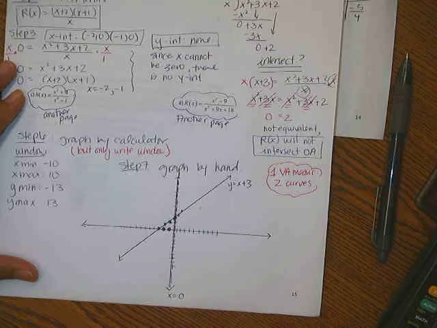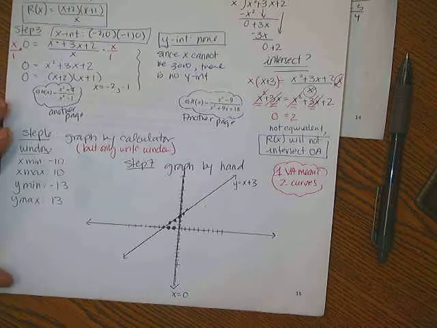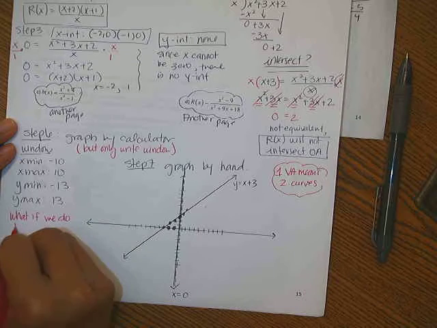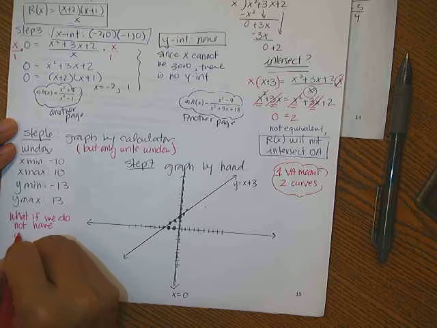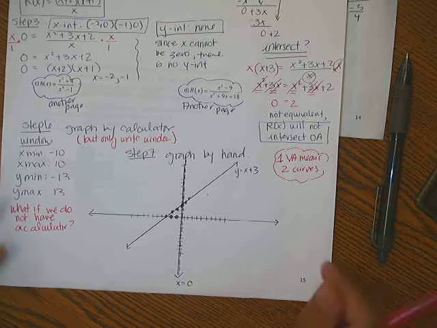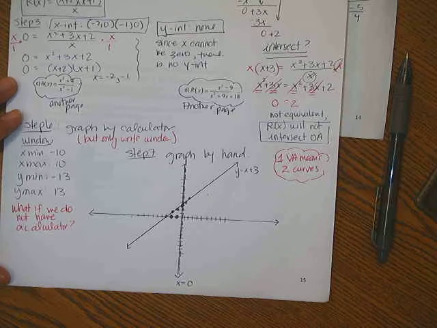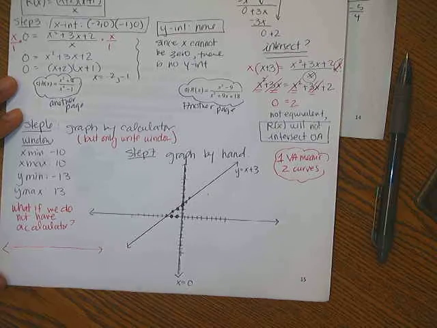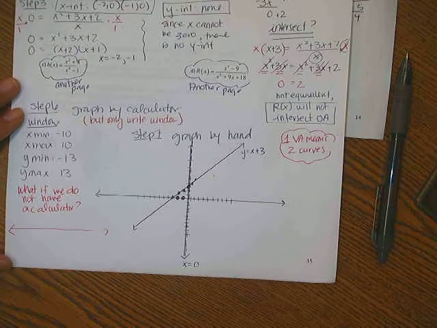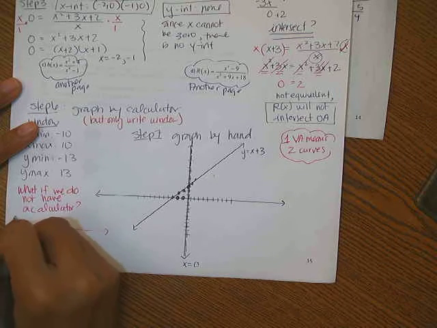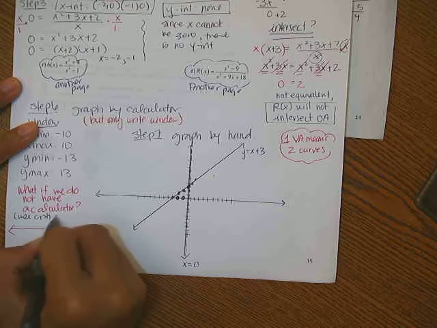In the case where you don't have a calculator, so what if we do not have a calculator? Okay, then you would find out this way. This is the way that I would like for you to graph it without a calculator. I want you to draw a number line. Yep, just a simple number line. Okay. I want you to draw a number line and I want you to put all the critical points, okay, all the critical points on here.